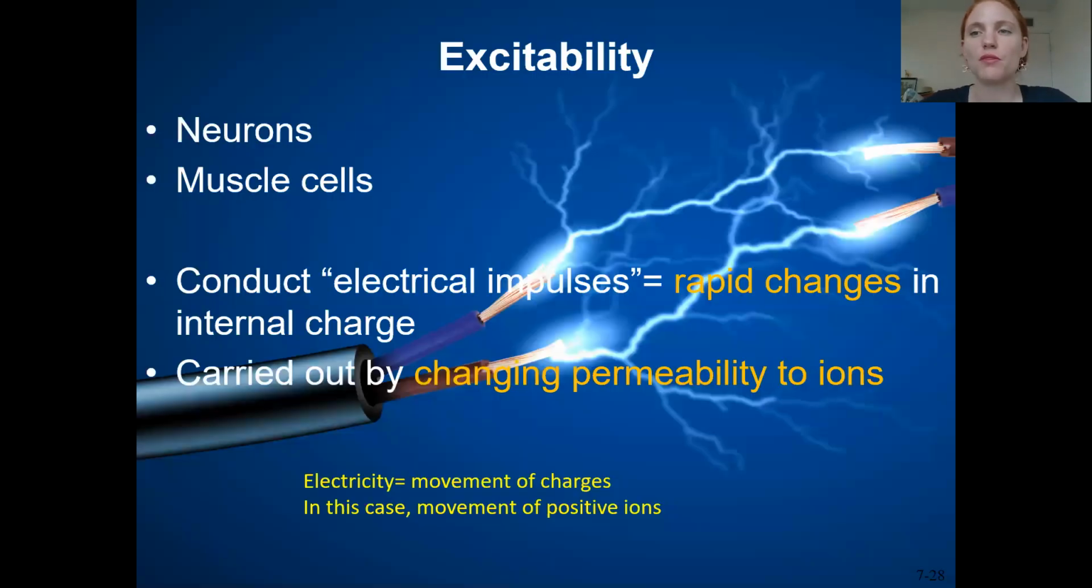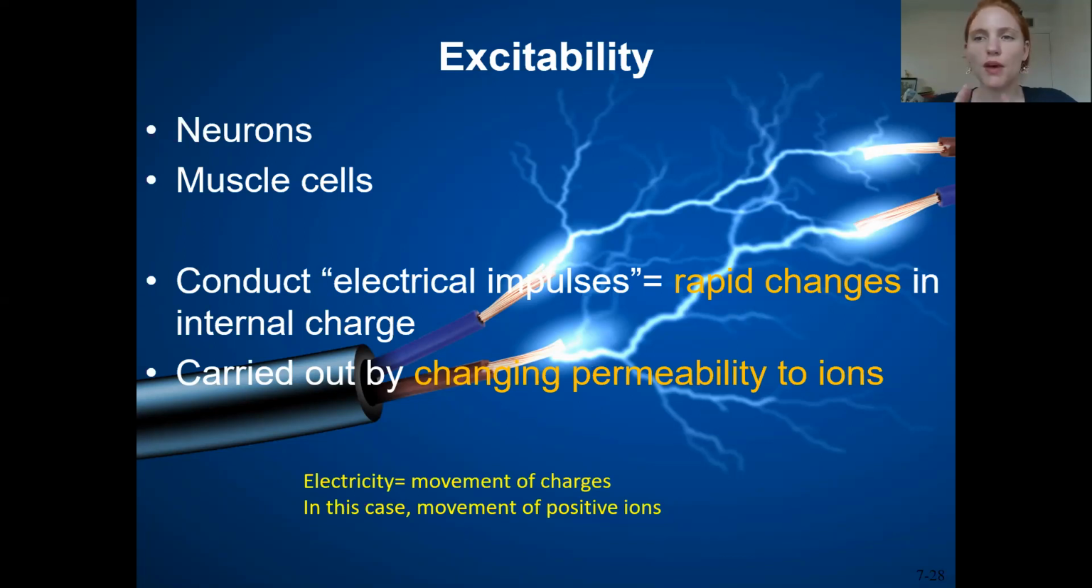Okay, so at this point, we've talked about resting membrane potentials. Remember that inside of the neuron, it is negative. Remember that you have more sodium outside of the neuron than inside, and you have more potassium inside than outside. Okay, so again, review that if needed. Now we're going to talk about excitability, which is the ability to change membrane potential so that you can change the internal charge.